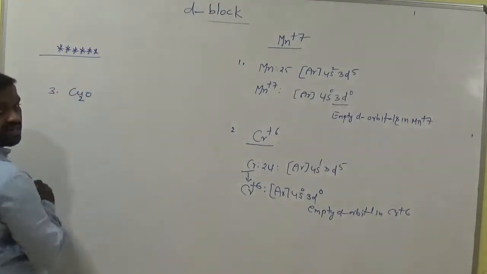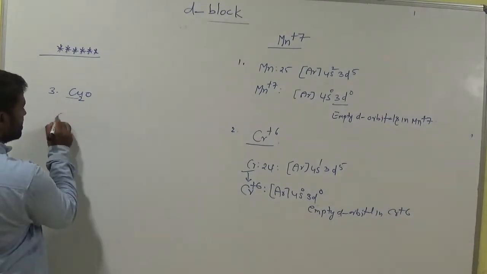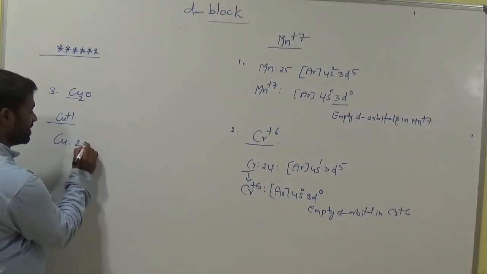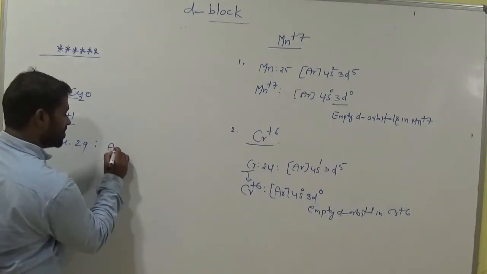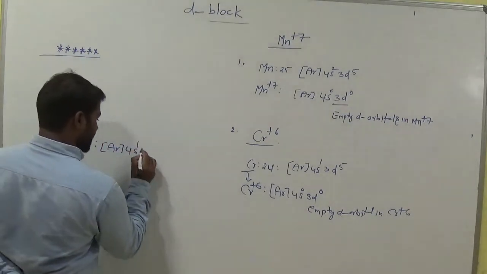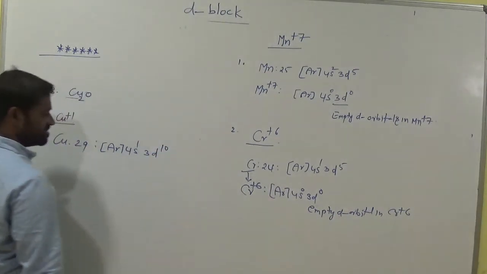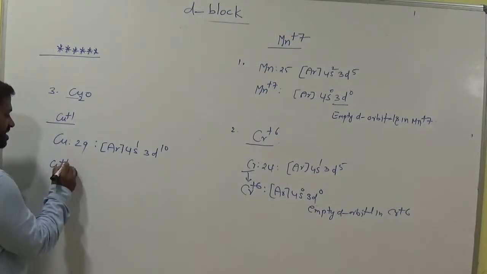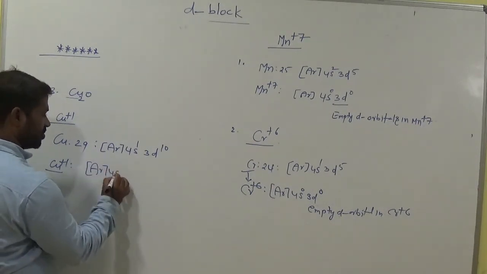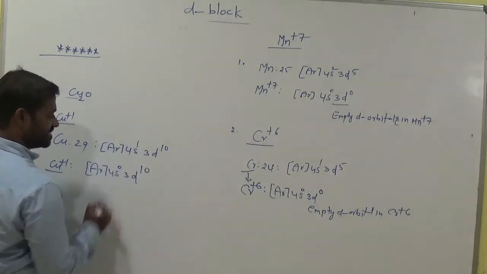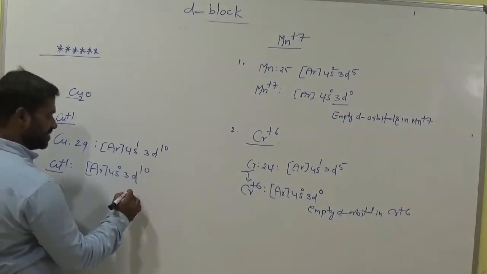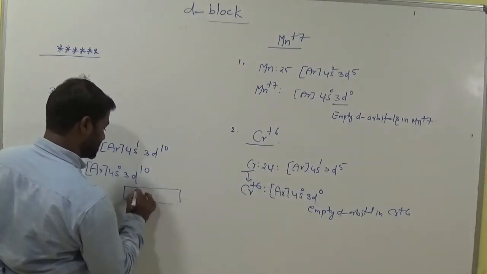Cuprous oxide. Okay. So what is the oxidation state here? Cu plus 1. Let us come to copper. What is its atomic number? 29. Write its electronic configuration. Argon 4s1 3d10. This is the electronic configuration of copper. Plus 1 means we have to remove 1 electron from here. Then it is argon 4s0 3d10. So here in 3d there are 10 electrons.